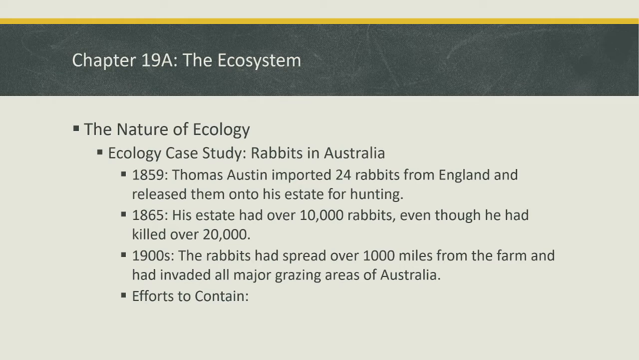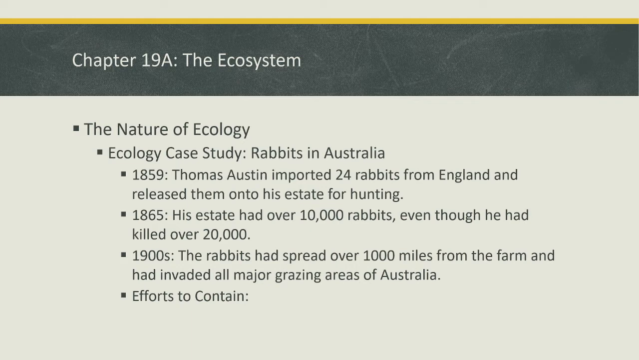Well, fast forward about 6 years. His estate had over 10,000 rabbits, even though he had killed over 20,000. So the 24 rabbits over the course of 6 years had become at least 30,000 rabbits. Then, in the 1900s, the rabbits had spread over 1,000 miles from the farm and had invaded all major grazing areas of Australia.